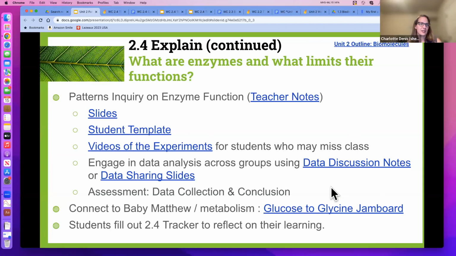So I felt that this glucose to glycine Jamboard takes what they've learned, that every enzyme has a specific job, and that those enzymes can work in consort with each other to get a whole pathway that can go from one type of biomolecule to another type of biomolecule.